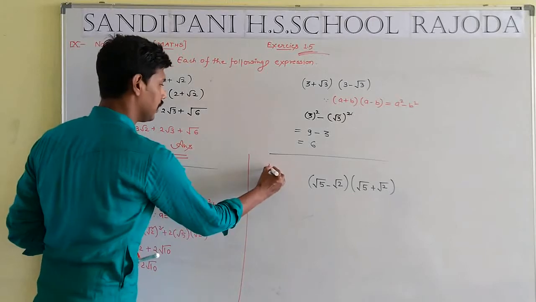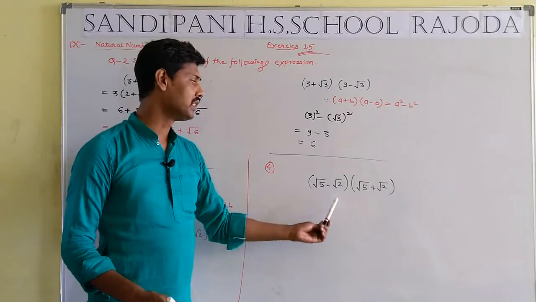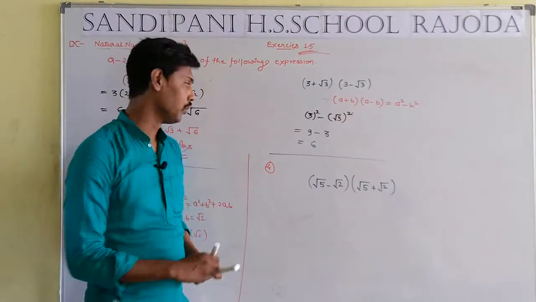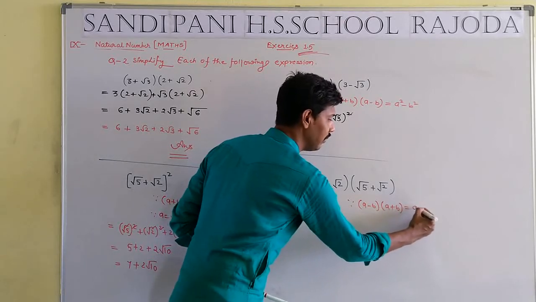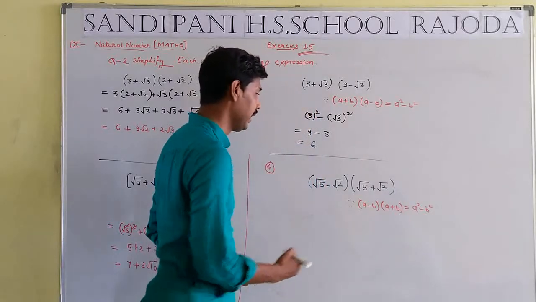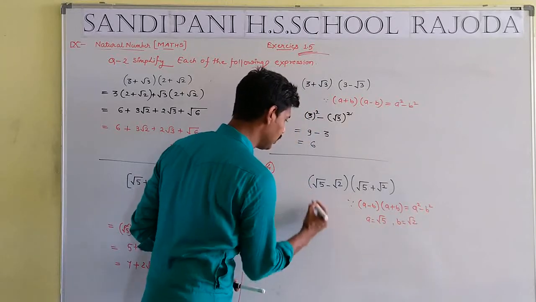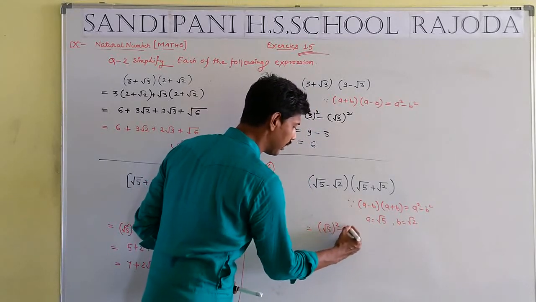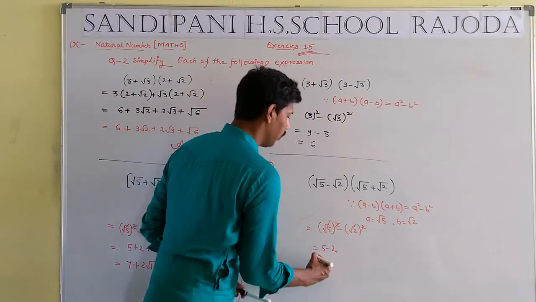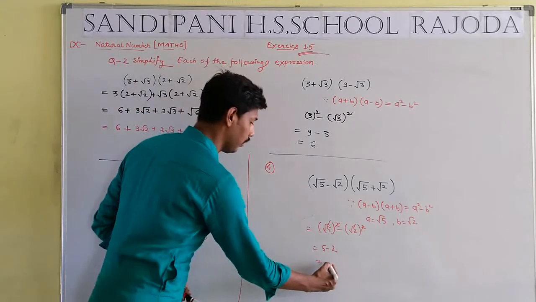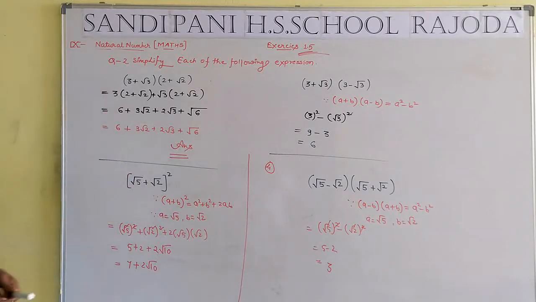Now question number fourth: root 5 minus root 2 and root 5 plus root 2. Same thing, with opposite signs, negative and positive. So (a minus b)(a plus b) equals a square minus b square, where a is root 5 and b is root 2. So the required solution is root 5 square minus root 2 square. Square cancels with root, that means 5 minus 2, which is equal to 3. I hope, students, question numbers first, second, third and fourth of question number 2 are complete.